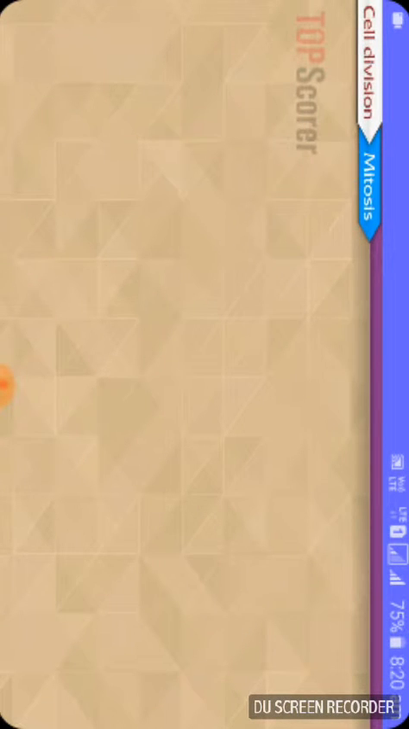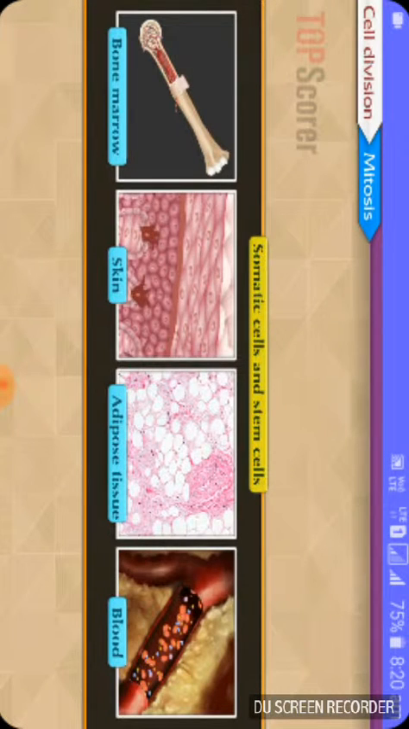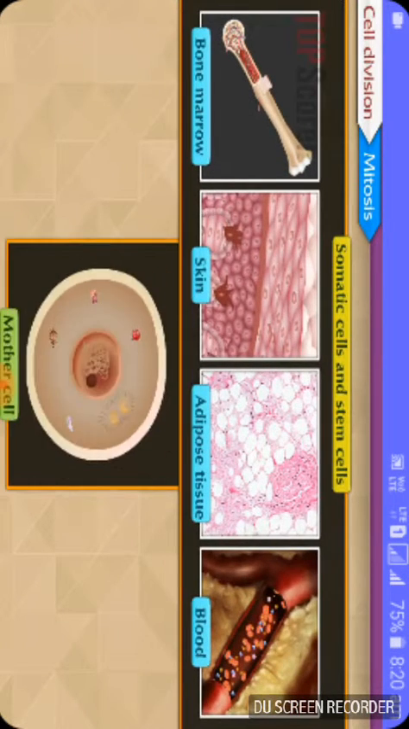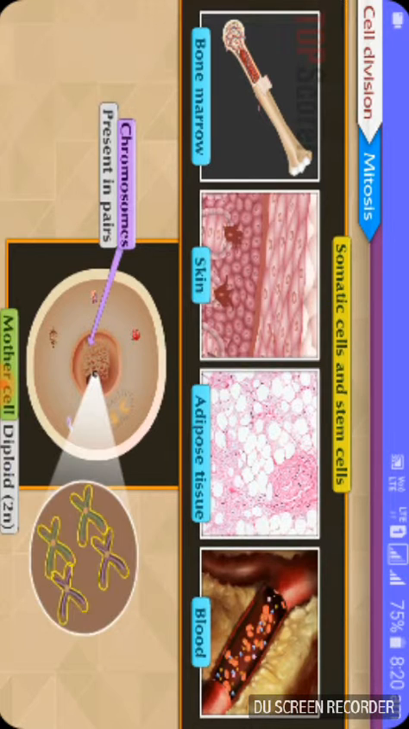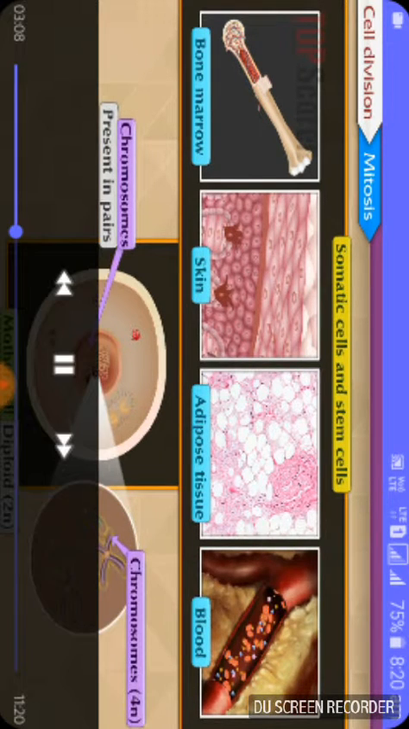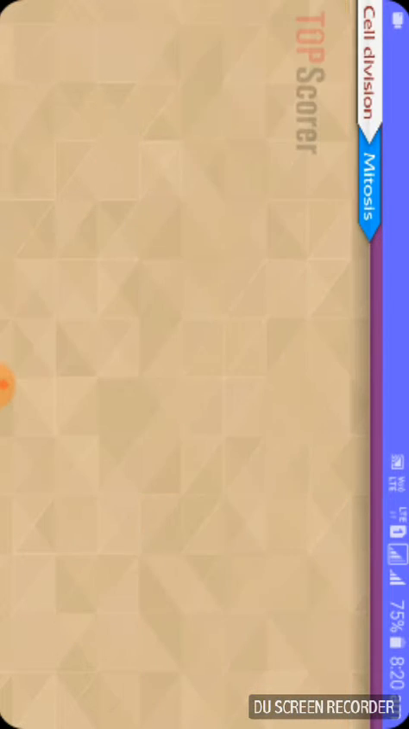Come, let us now find out how exactly chromosomes take part in cell division. Mitosis. Somatic cells and stem cells divide by mitosis. The mother cell which undergoes cell division is 2n, that is, diploid, which means the chromosomes present in the nucleus are in pairs. Before cell division, chromosomes are duplicated and their numbers are doubled up to 4n.